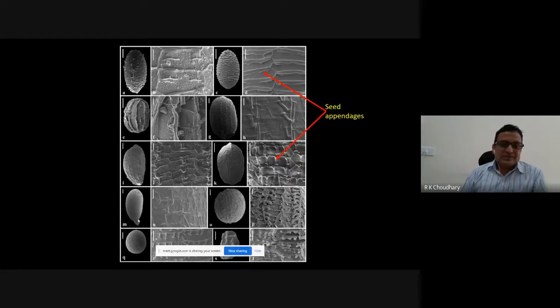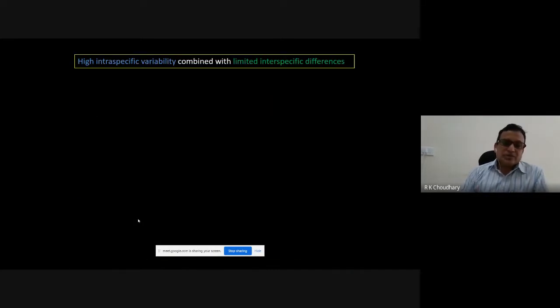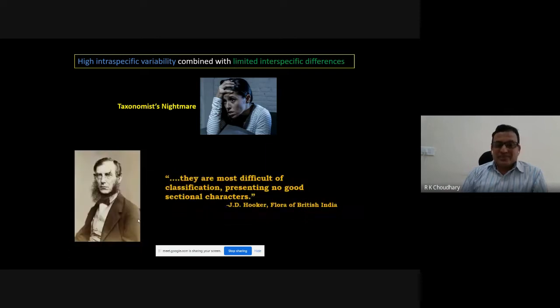So we thought this would be a very challenging group. We conducted molecular systematic studies on this particular group, and we came up with a very good data set. Among species also, they show a lot of variability. In the same species, you can see a lot of variation. That's why this has been referred to as a taxonomist's nightmare. This plant group is so difficult. Even in the Flora of British India, the great J.D. Hooker has written that they are the most difficult of classification, presenting no good sectional characters. In India, the work on Eriocaulon was carried out by Ansari and Balakrishnan, but that work was totally based on morphology. So we wanted to check the classification system and identity of the species based on molecular data.